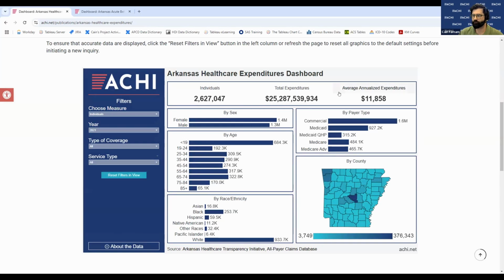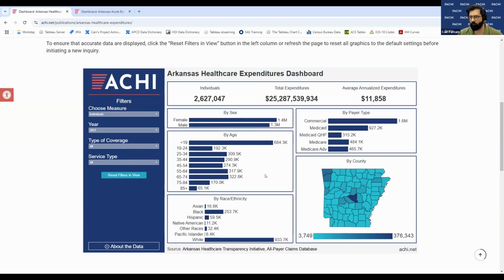The largest measures that we have are at the top. They're the aggregate across the entire state. However, beneath that, you can see we have all of these measures broken out by demographic. We have sex, age group, race and ethnicity, payer type, and county as well. And this is the filter that toggles what measure it displays at any point in time. So here you can see that of those 2.6 million, 1.4 million are female, 1.3 are male. We have our age breakout, with 19 and under being the largest scope of ages.